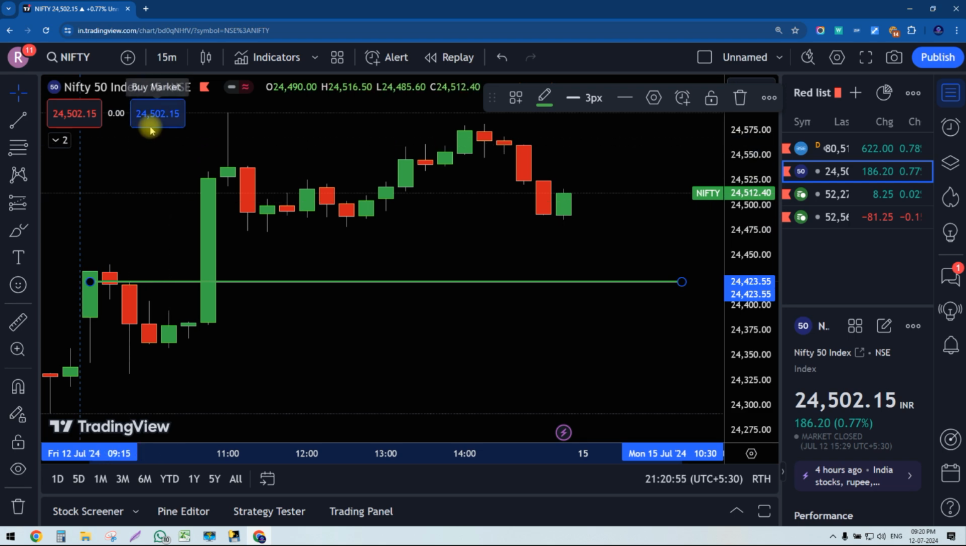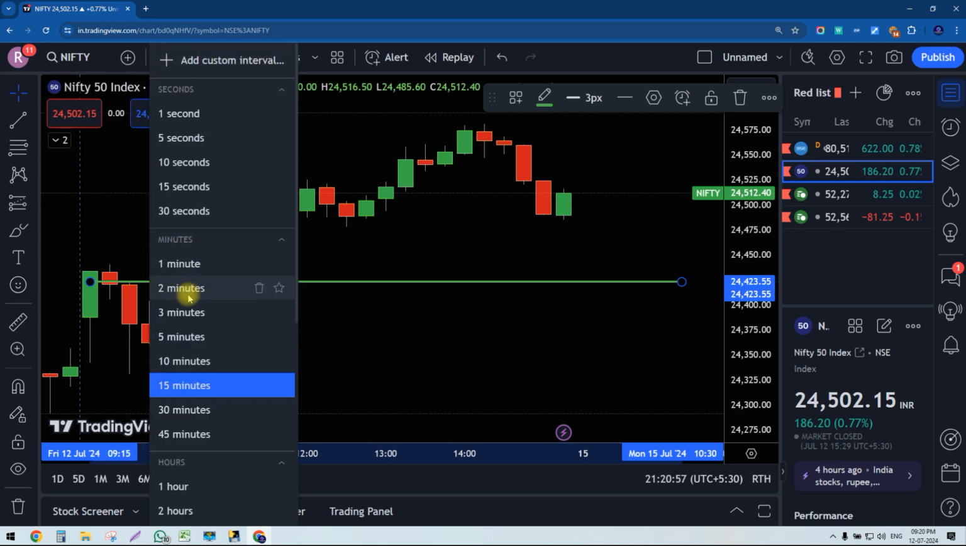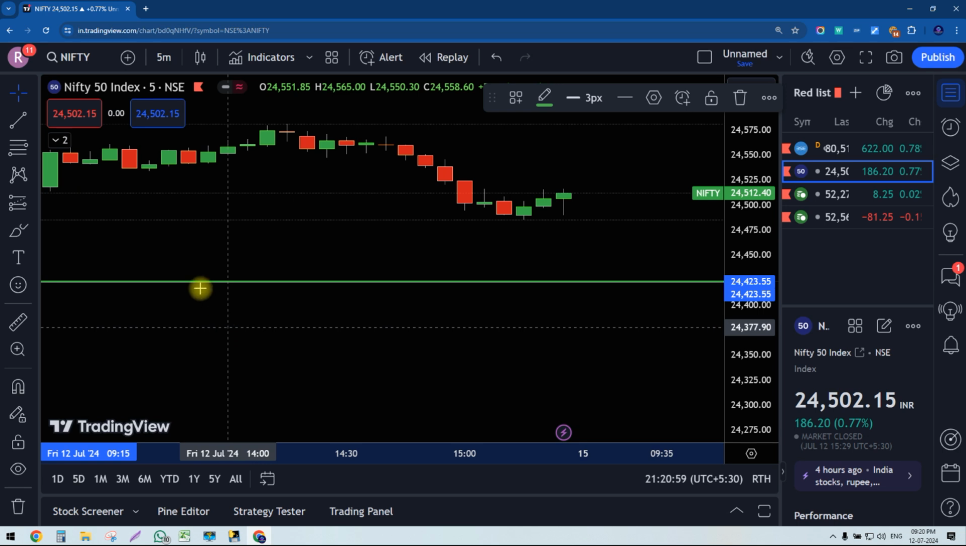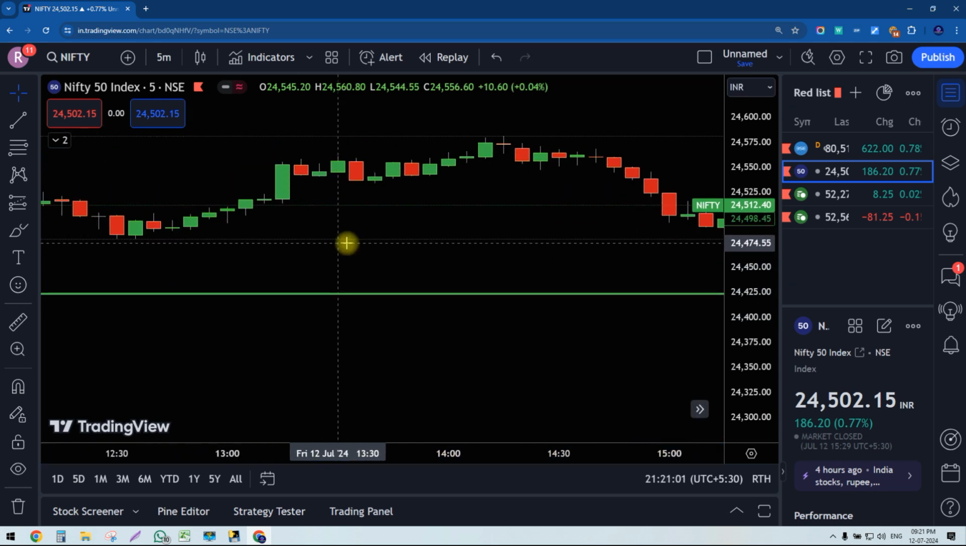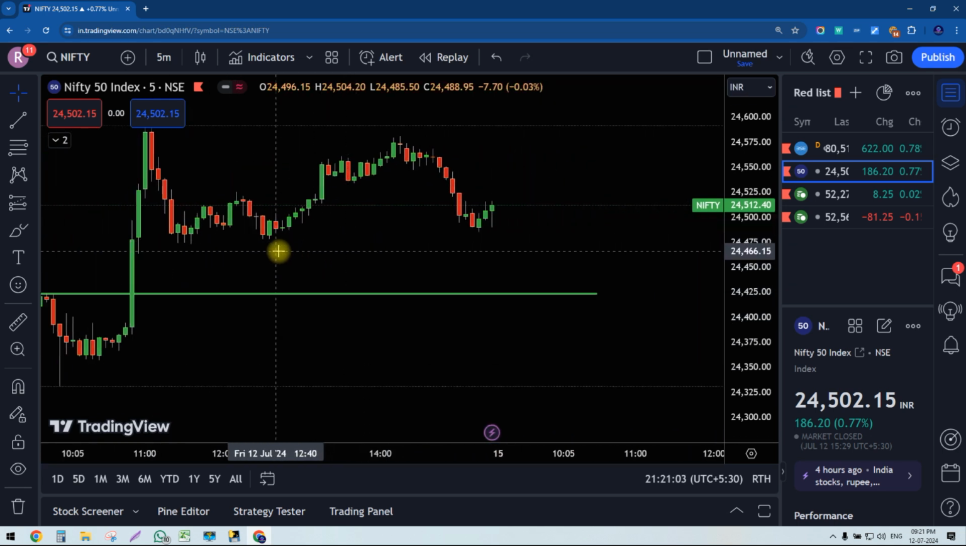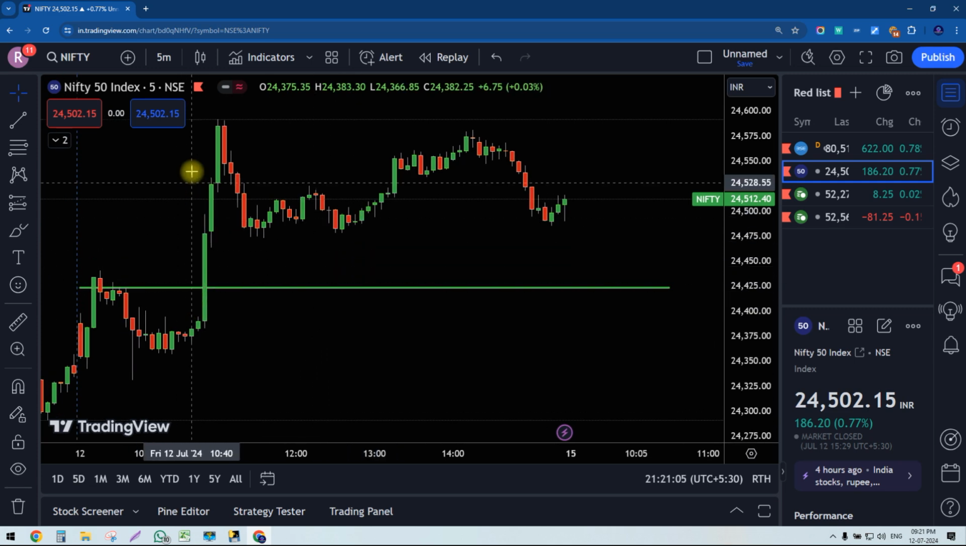This is a 15 minute chart that I have loaded. Let's make it 5 minutes. You can see here the 5 minute chart. See how the market went up.